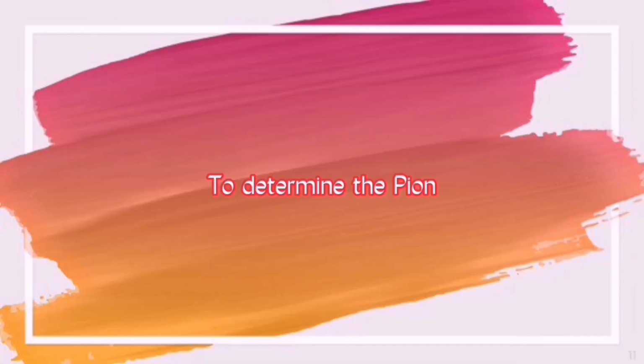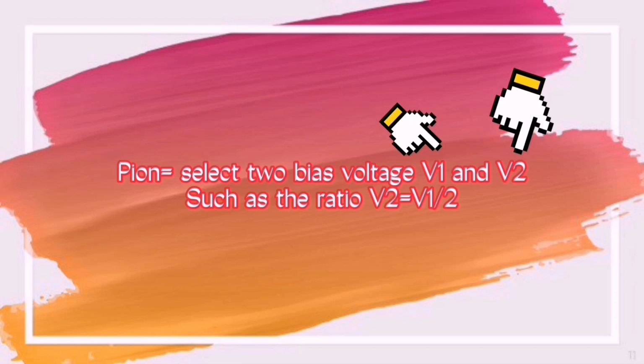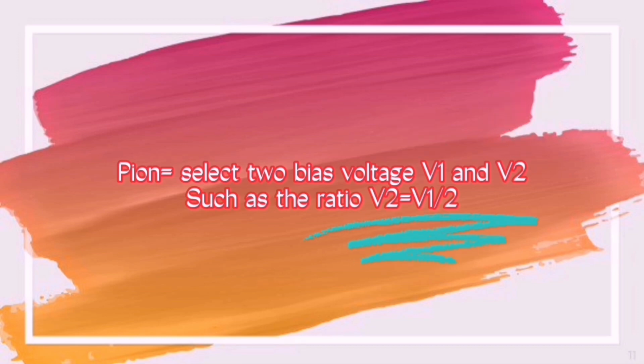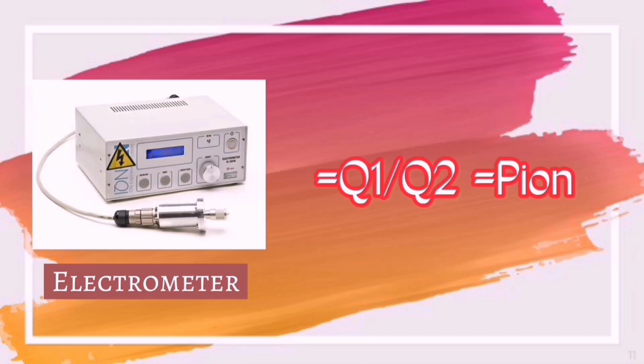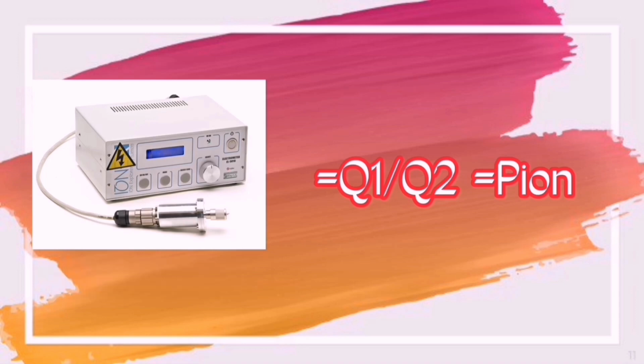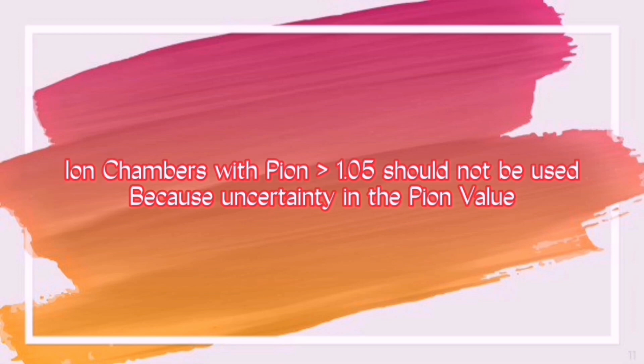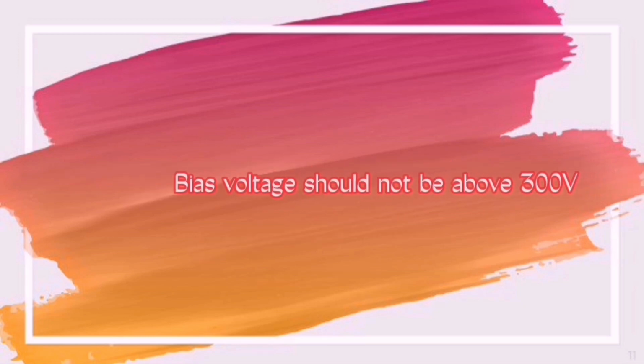To determine the ion recombination correction, which is p-ion, select two bias voltages V1 and V2, such that V2 equals V1 over 2, and take the electrometer reading with them. The ratio of the readings Q1 over Q2 is related to the p-ion. Ion chambers with p-ion more than 1.05 should not be used because of the uncertainty in the p-ion value, whereas bias voltage should not be above 300 volts.